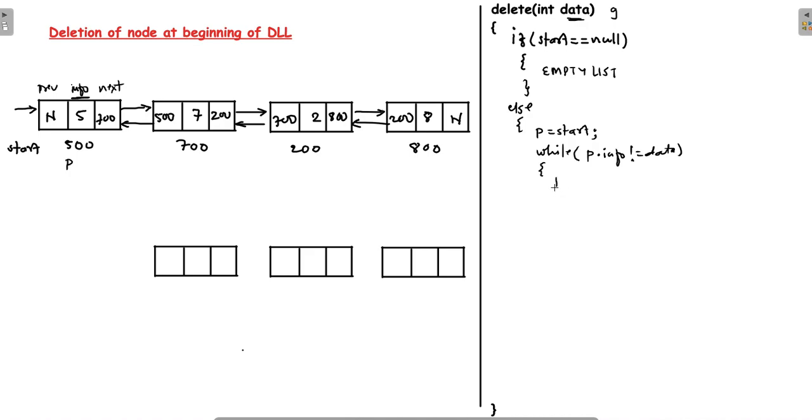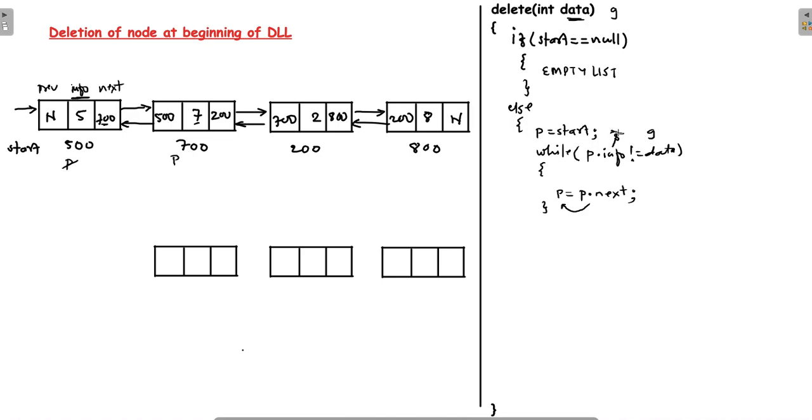How will you write it? We will write P is equal to P of next, so the next address will be copied into P. Current P's info is 5, and the data received is 9. Since it is not equal, you assign P's next to P. P's next is 700, so P becomes 700. Now current P's information is 7.